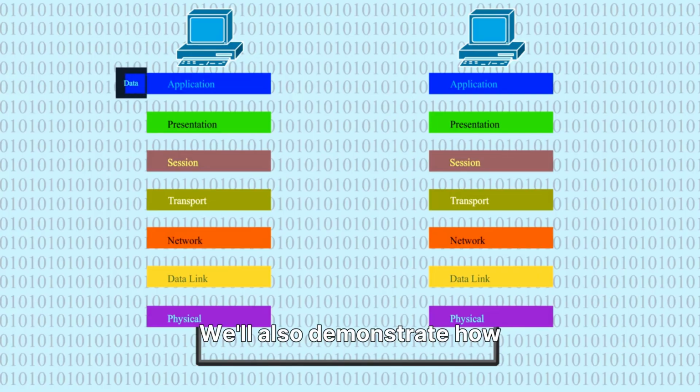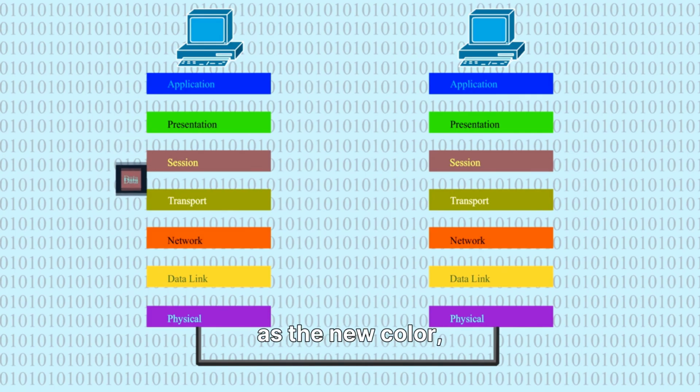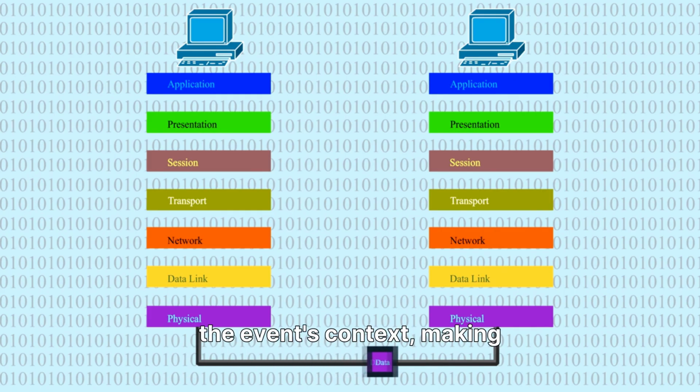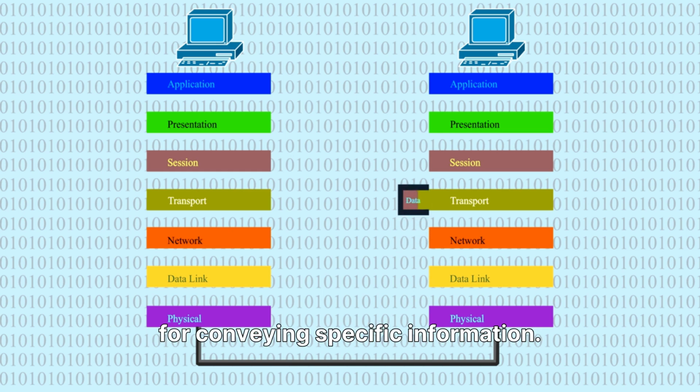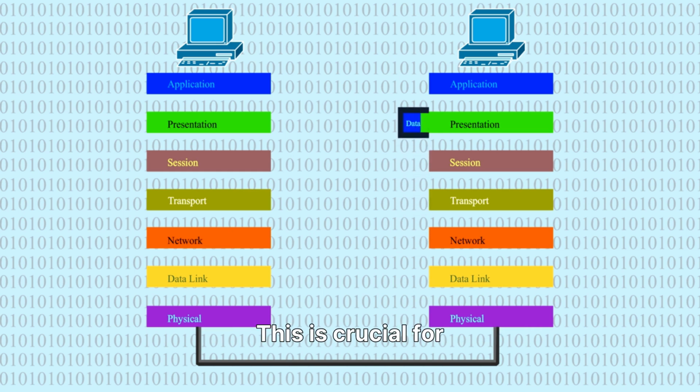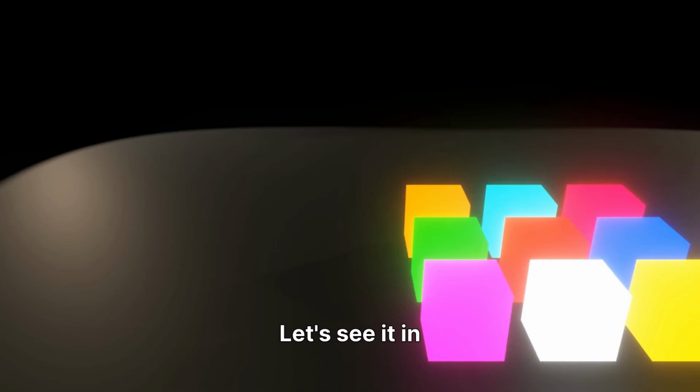We'll also demonstrate how to pass data, such as the new color, through the event. This allows listeners to react dynamically based on the event's context, making the event system much more versatile and powerful for conveying specific information. This is crucial for complex interactions. Let's see it in action.